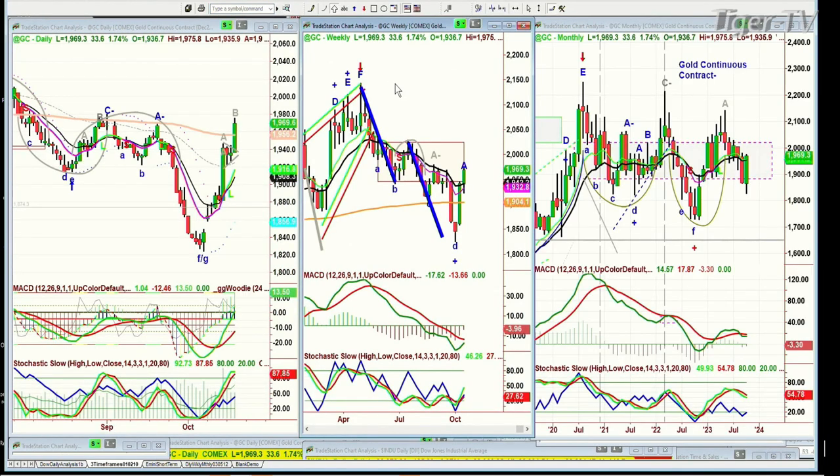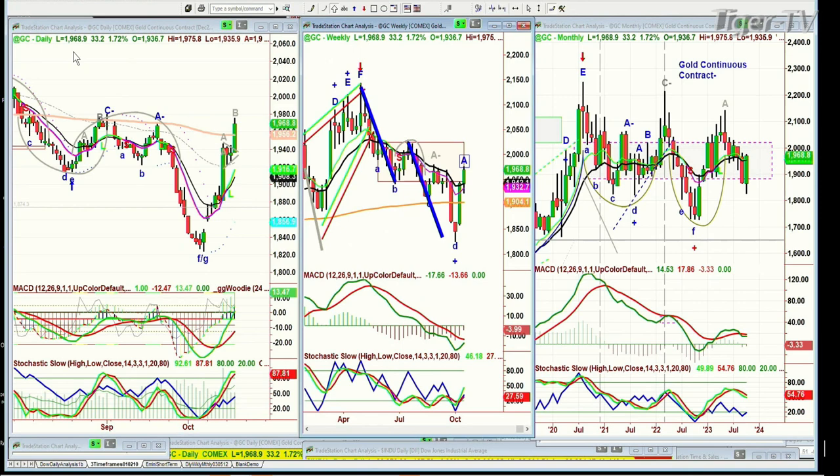Gold, the harbinger of fear, is trading up 33 at 1969. It was a good year. And here we are on the weekly chart, which is looking very, very poor. In fact, if it wasn't for this outbreak of war in the Middle East, I think gold would have been on its way down much lower. But here it is, running very strongly.